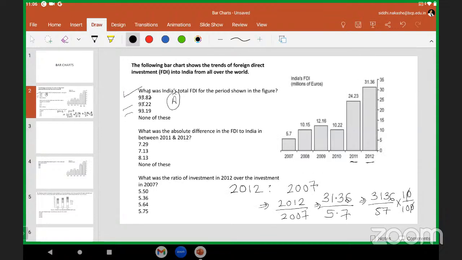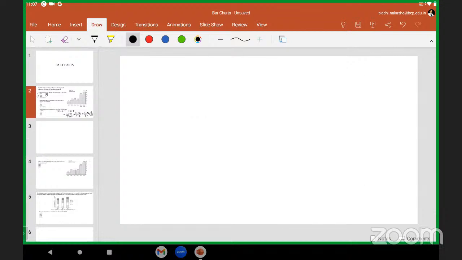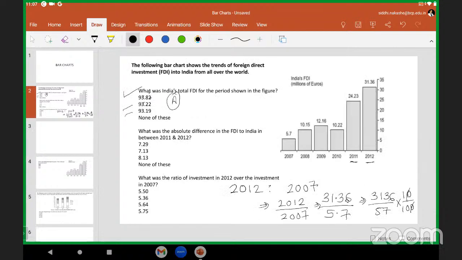So the answer should be somewhere around 5. So 57 times 5 is nothing but 285. And if we take 285 again over here, we'll have the option of 15% of 286. So again 57 into 5 should be 285, and 1 is remainder. So any option near 5.5? Yes, exactly, it is 5.5.